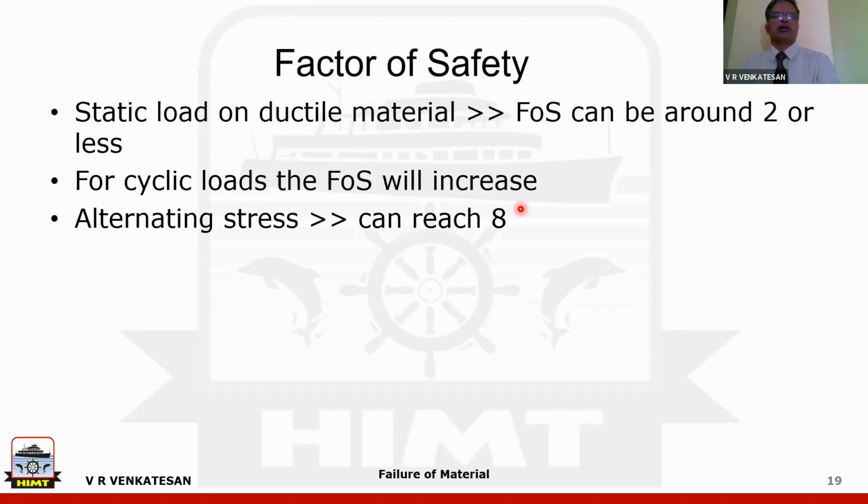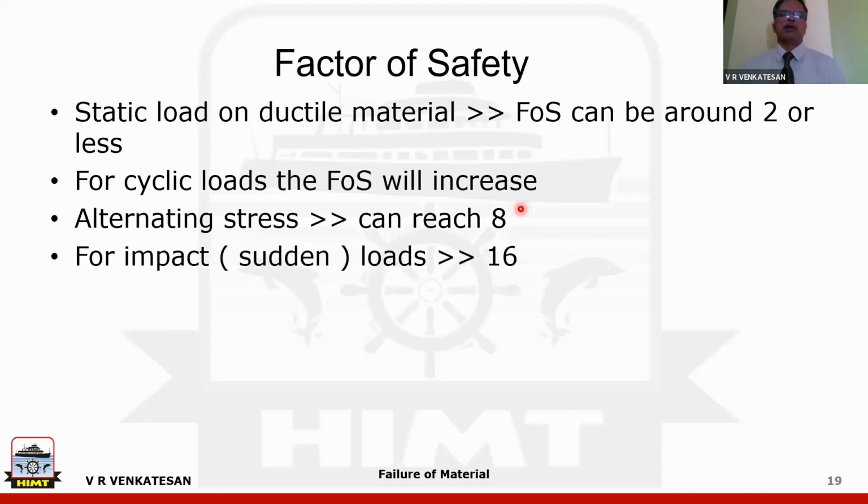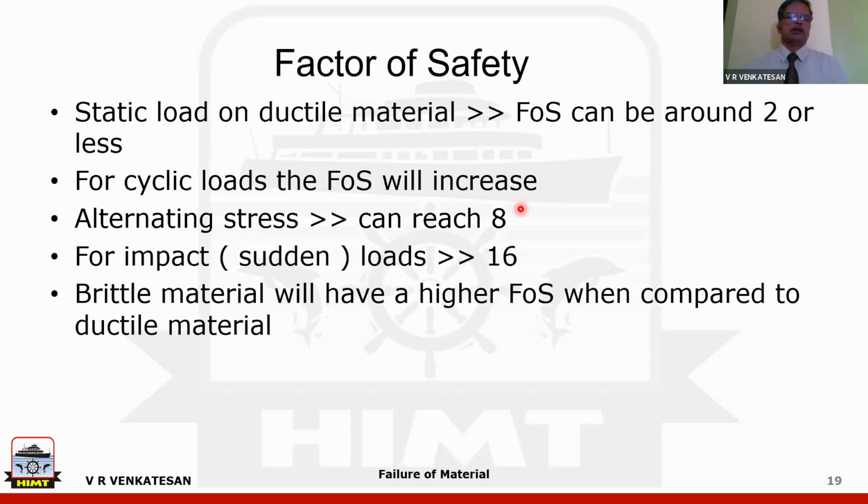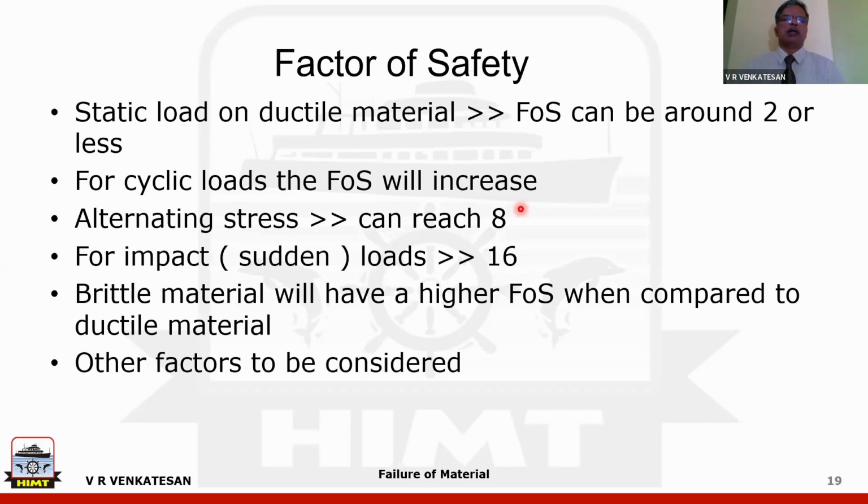So for a cyclic load, the factor of safety will increase. When it is alternating, between tensile and compressive, the factor of safety can go up to 8. If you have sudden loads, then it can go up to 16. And brittle material will have higher factor of safety when compared to ductile material. So it is mainly these two principles. Are you looking at a brittle or ductile material? And then what kind of load is there? Is the load static, or is it going to be changing, or is it going to be a sudden impact load? And the highest factor of safety is for sudden impact loads.